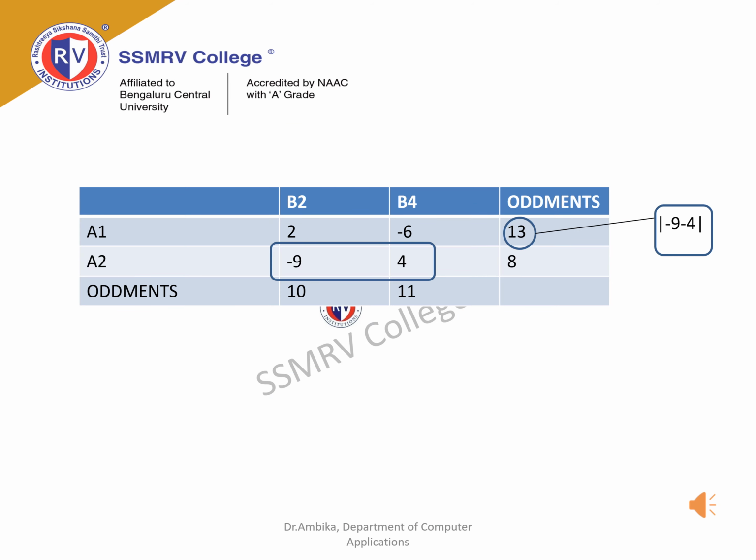We find the oddments, that is the absolute value of the row or column wise elements, and insert it into the adjacent row or column. So over here, if you consider the row A2, you have the elements as minus 9 and 4. You find the difference between the two, that is minus 9 minus 4. You will be arriving at minus 13. The absolute value of minus 13 is found, that is 13, and inserted into the A1 oddments column.